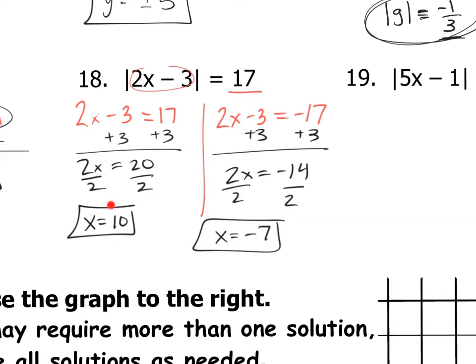If you would like to check them, plug it in. Is 10 times 2 minus 3 a number whose absolute value is 17? And is negative 7 times 2 minus 3 a number whose absolute value is 17? They both will work.